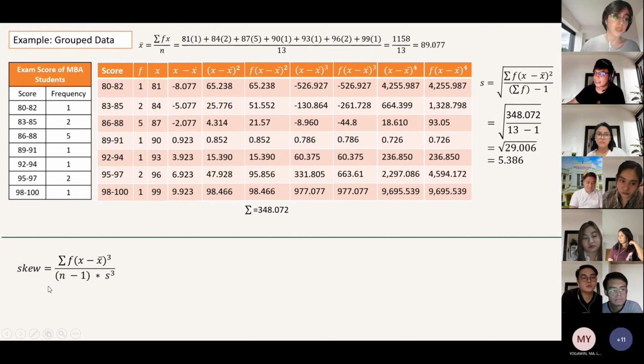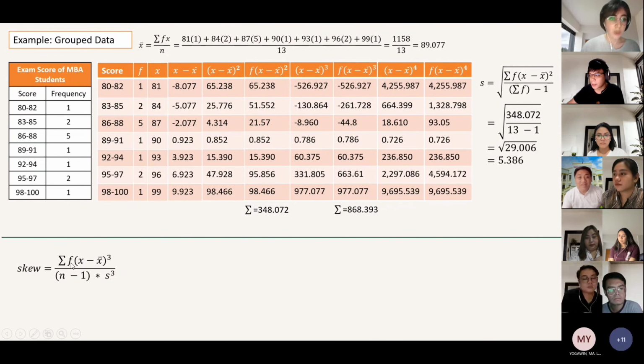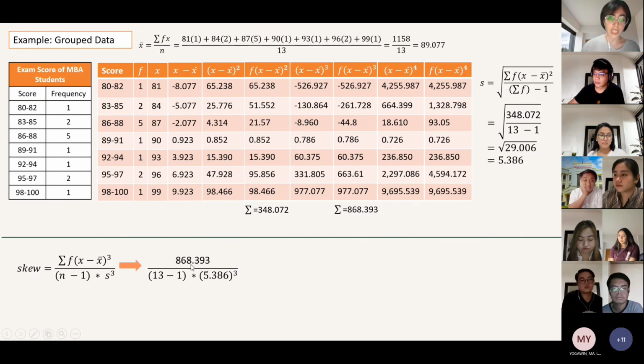Again, for the group data, ang skew natin is equals to summation of product of x minus mean raised to third power and f, all divided by 2 n minus 1 times s raised to the third power. So, kukunin natin yung ating dividend, which is yung summation of f and x minus mean raised to 3, ito na yung makukuha natin, 868.393. Ipa-plug lang natin siya doon sa ating formula. We'll be getting 868.393. Yung n natin is yung ating summation of f. So, si summation of f is ito, yung 1 plus 2 plus 5 plus 1 plus 1 plus 2 plus 1. So, it's total of 13.